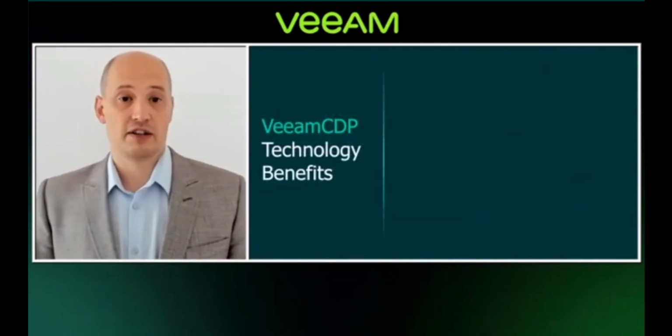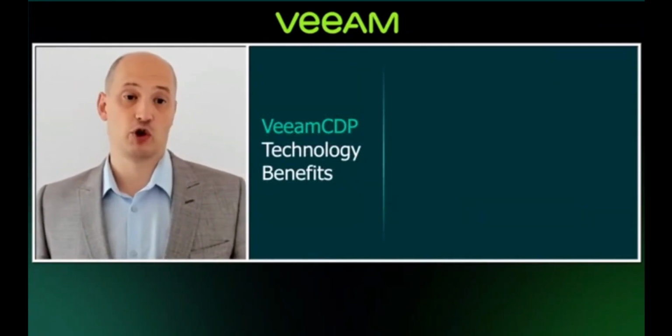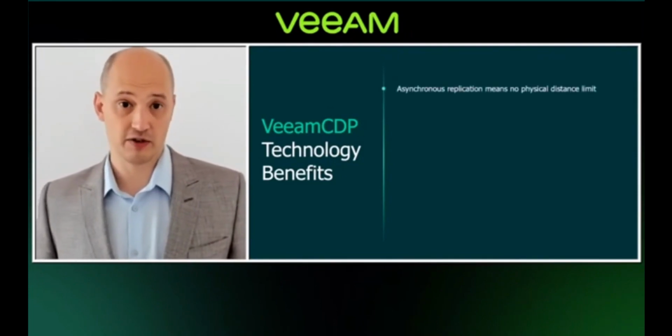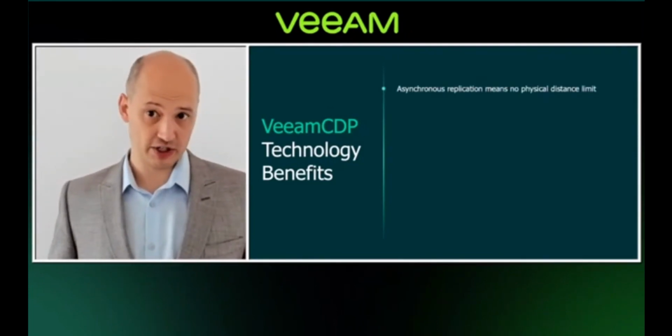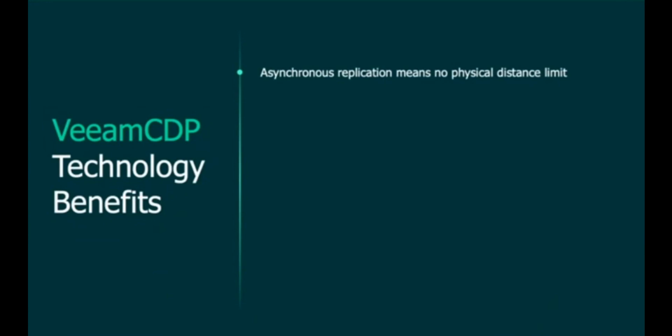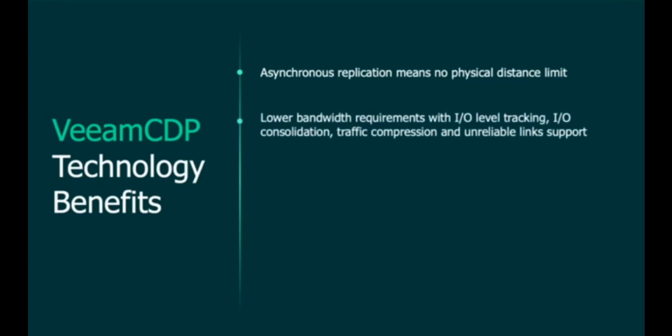And finally, some highlights about the technology benefits of Veeam CDP, right? So first, it's asynchronous replication. So it means there is no physical distance limit that comes from synchronous replication provided by storage-based replication. The bandwidth requirements are also much lower than with synchronous replication, or for that matter, actually with regular replica, right?